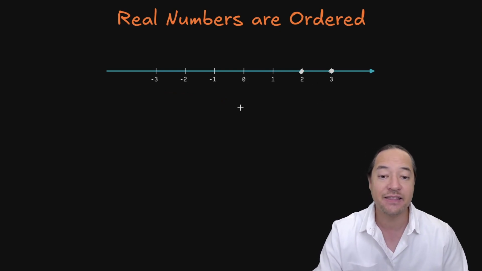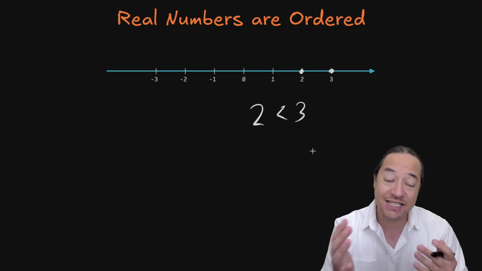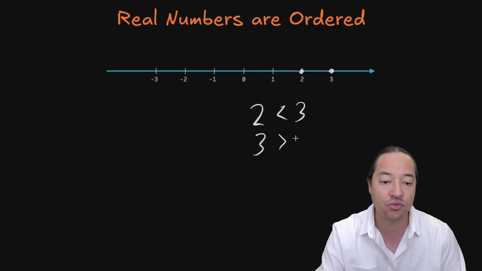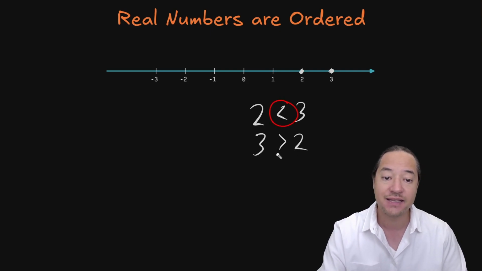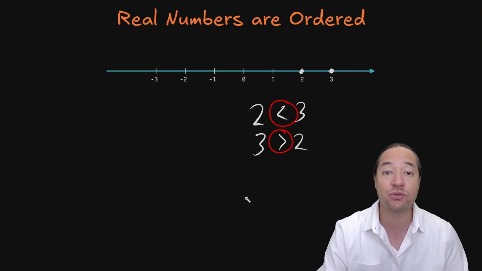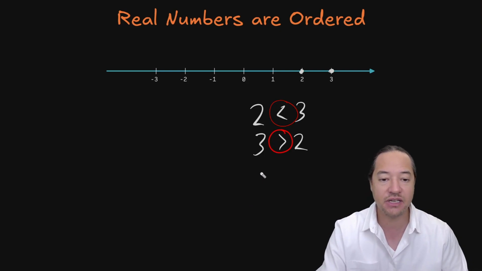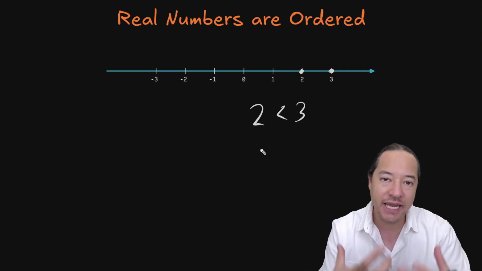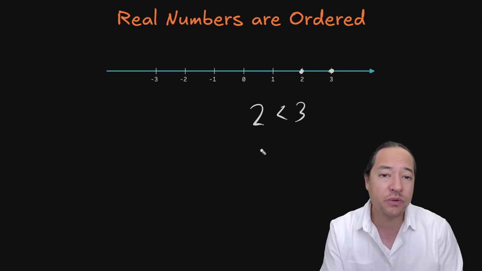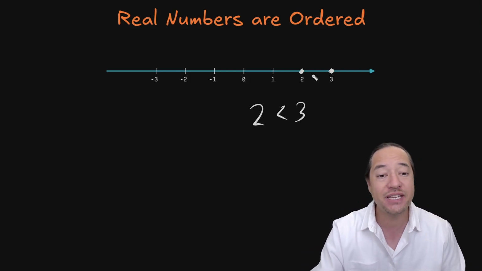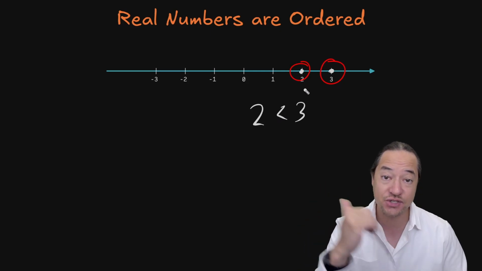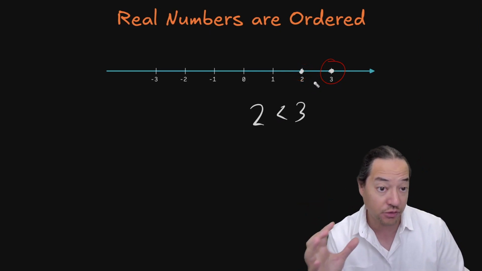We can say that 2 is less than 3. It's possible to do this comparison. We could also say 3 is greater than 2. So it's the less than symbol, and this is the greater than symbol. Let's stick with the first one for now. Now, how can we explain why this is true? How do we know that 2 is less than 3? Well, we can see it literally on the real number line. It is to the left of 3, so it is smaller than 3.